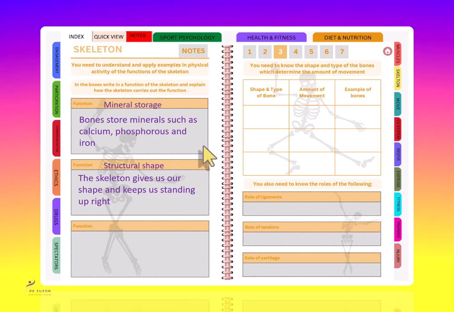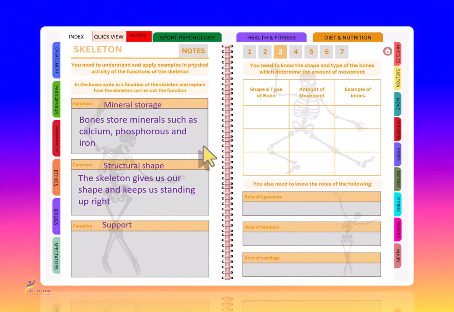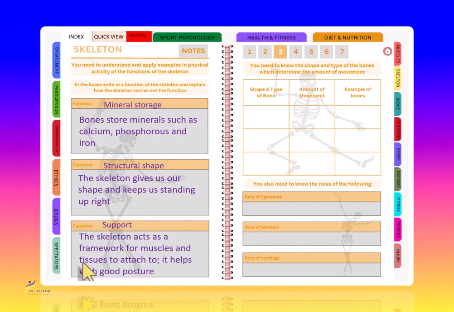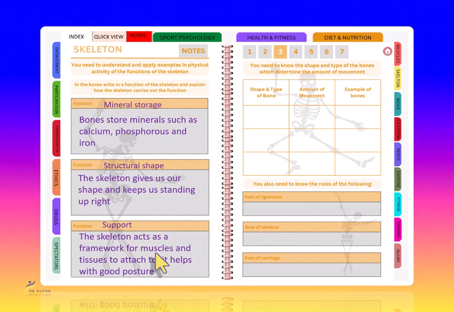And then the next one is support. That's our last one. So very similar. This one differs in that we can talk about the skeleton acting as a framework for the muscles to attach. Remember we talked about muscles attaching in the previous point. So the skeleton acts as a framework for muscles and tissues to attach, and it helps with good posture.